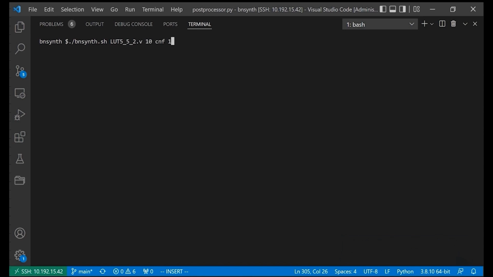Now let us look at the working of our tool BNSynth by running it on one of the LUT benchmarks. Consider the benchmark with 5 inputs and 2 outputs. One can run our tool BNSynth using the script called bnsynth.sh. It takes 4 arguments as input. The first one is the benchmark name. The second one is the bound on the number of clauses. The third one chooses between CNF or DNF formula format. And the final fourth argument selects the architecture to train. Let us first consider the CNF case and train it for the given benchmark with 10 clauses and architecture 1.